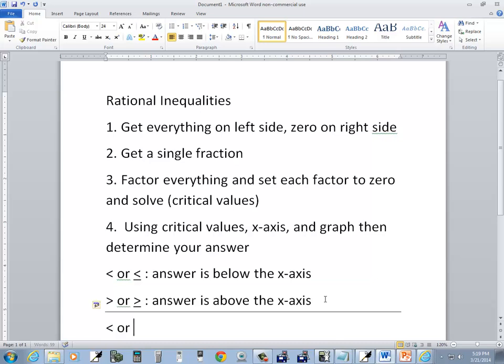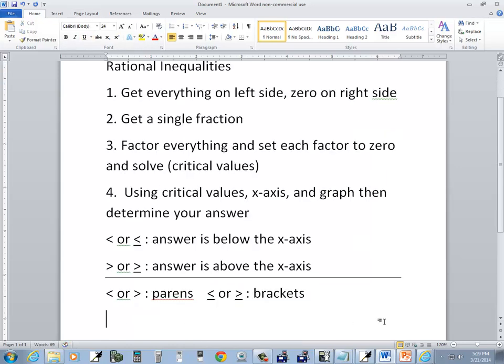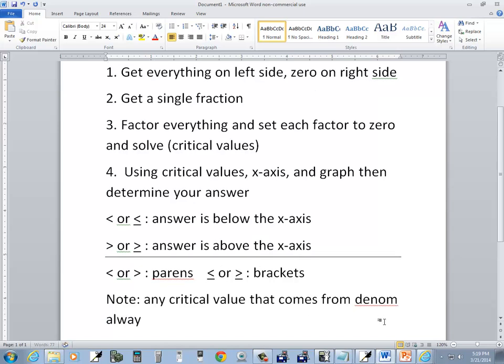Okay, if you got a less than or greater than, then you're going to use parentheses. If you have a less than or equal to or greater than or equal to, you'll use brackets. I'm going to put a note on here. Any critical value that comes from the denominator always has a parentheses on it.